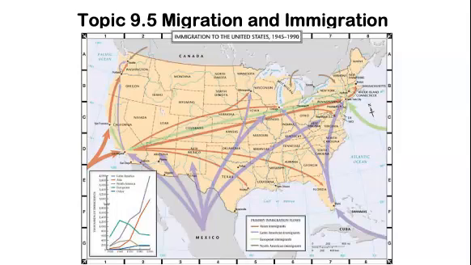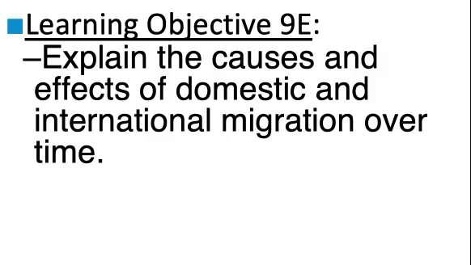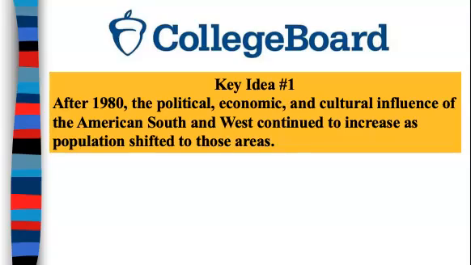We're back for our next lecture in AP US History. Today we're going to be covering topic 9.5, Migration and Immigration to the United States. Our learning objective today is 9E, explain the causes and effects of domestic and international migration over time. Our first key idea says, after 1980, the political, economic, and cultural influence of the American South and West continued to increase as population shifted to those areas.